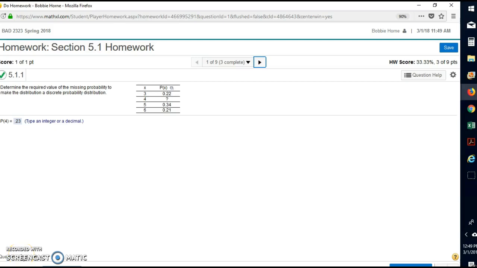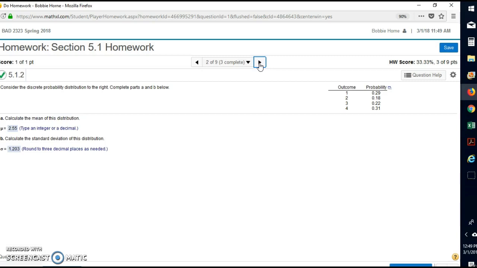Okay, I wanted to go over a couple of problems in 5.1. The first one is determine the required value of the missing probability to make the distribution a discrete probability distribution. To remember, for a discrete probability distribution, the sum of the probabilities has to total 1, and each probability has to be greater than 0 but less than 1. So if you add the ones we have already, 0.22 plus 0.34 would be 0.56, and 0.56 plus 0.21 would be 0.77, so 1 minus 0.77 would equal 0.23.